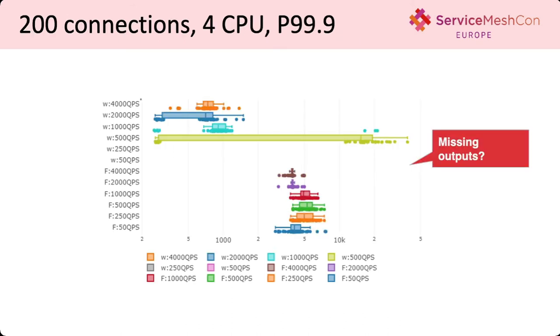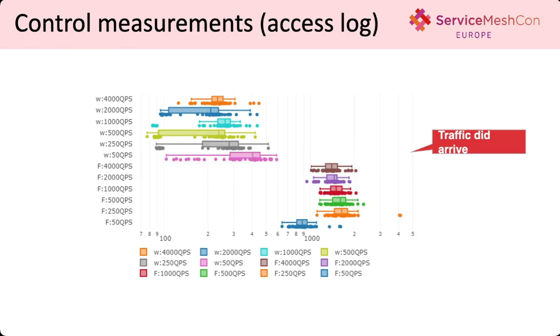The next slide is similar but uses 200 connections and 4 CPUs, and it tracks P99.9, which is a little bit more ambitious. What seems to be a quirk in WRK emerges. The 50 and 250 QPS runs yield no output, and the 500 QPS one looks pretty weird. Here we show the same plots, but now from Envoy's access logs, which served as a control measurement in the experiment. So WRK was sending traffic where we missed the output, and it doesn't look that out of the ordinary.